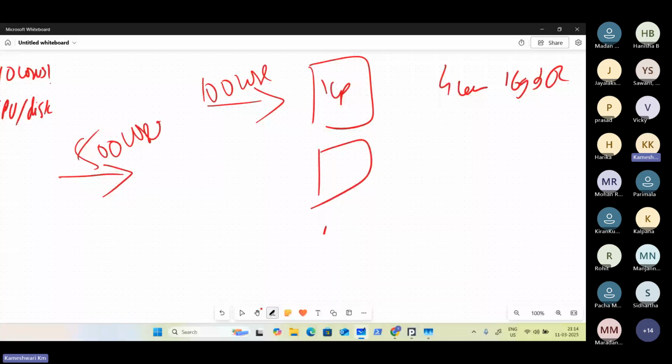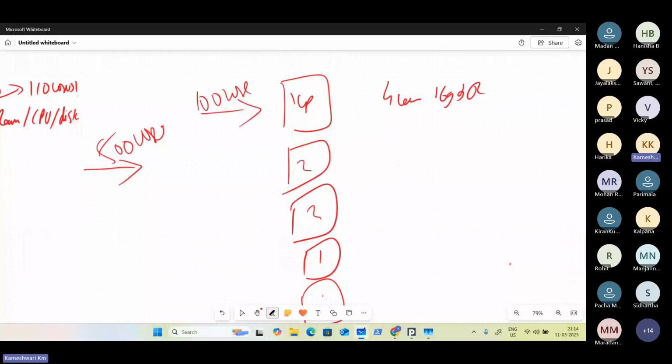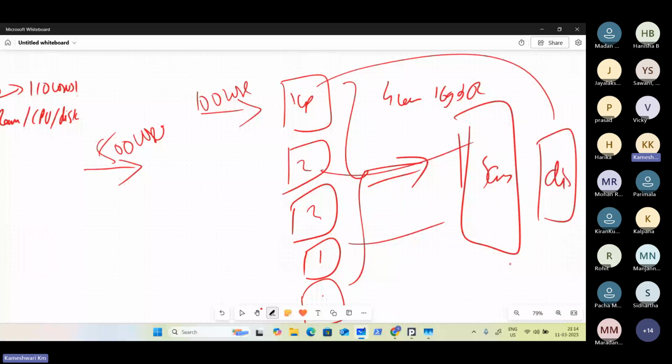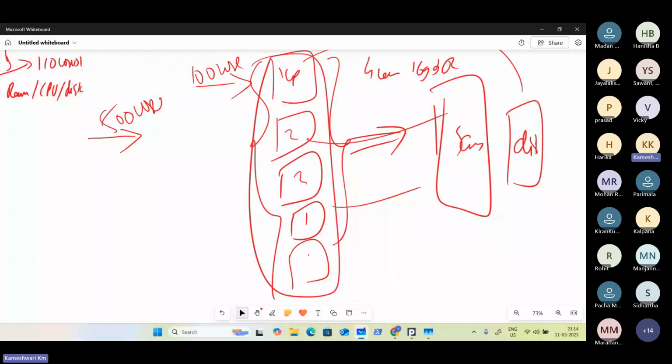So 1, 2, 3, 4, and all these 5 CPUs will constitute my server. The only thing is that all 5 CPUs will be connected to the same disk, which means the data will be the same for all. Only the processing power and the RAM will be extra. Are you getting my point? So the 5 CPUs together constitute my server as a whole. You can assume it's like having 5 laptops, which will have more computational power compared to one laptop. Are you getting my point, all of you?